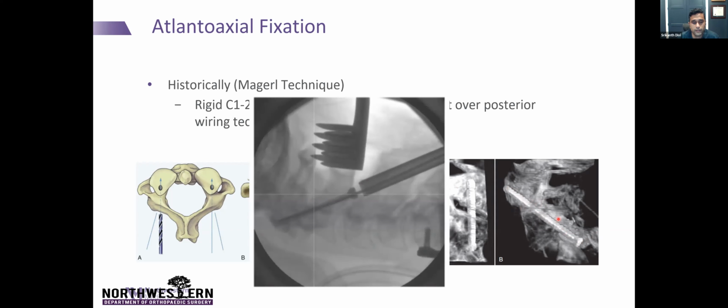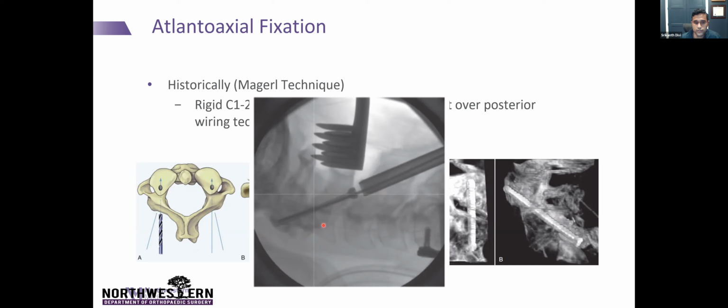This has fallen out of favor for a couple of reasons. First, just getting the angle for this is pretty hard. You need to create a bigger exposure than you normally would, because you can imagine your skin incision is going to be way down here just to get the angle for the screw. Second, you have to really pay attention to vascular anatomy, so there's a high risk for vertebral artery injury here.